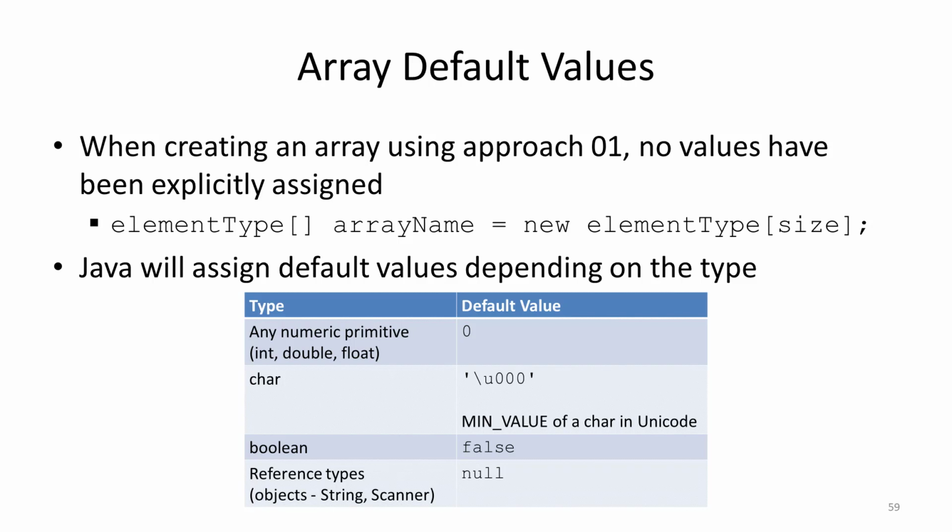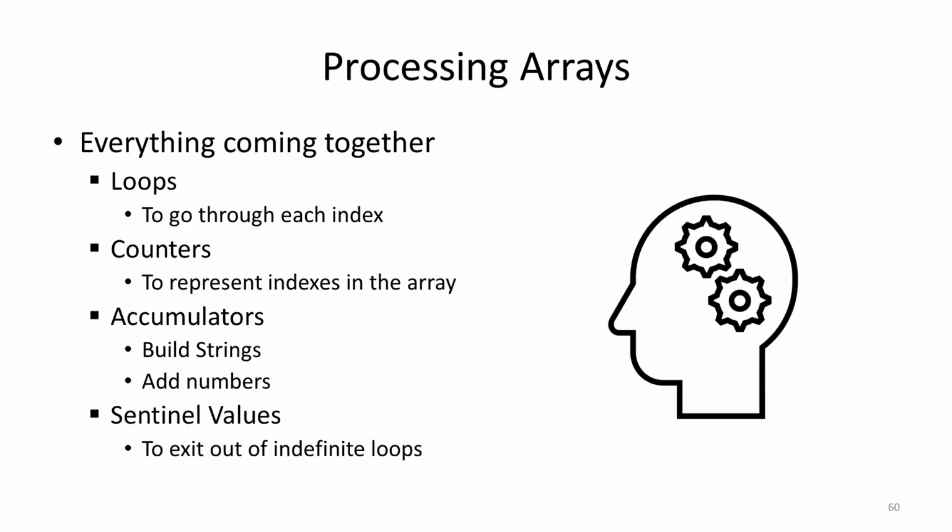So keep this in mind when you do create arrays using approach 1. Even though you did not explicitly assign a value, there will be something in there depending on what the type is.